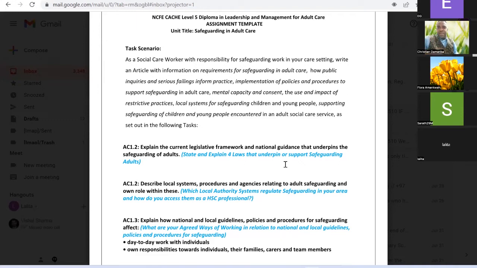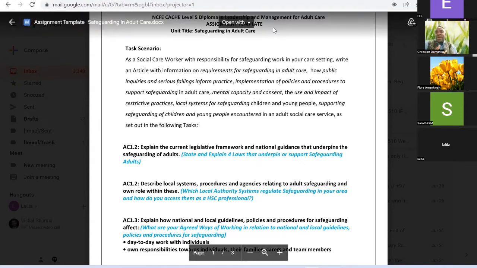So 1.3: explain how national and local guidelines, policies, and procedures for safeguarding affect, number one, day-to-day work with individuals, how you do your work. Number two, your own responsibilities, carers, and your team members. When you look at what I highlighted in blue, it means what are your agreed ways of working in relation to national and local guidelines, policies, and procedures for safeguarding.